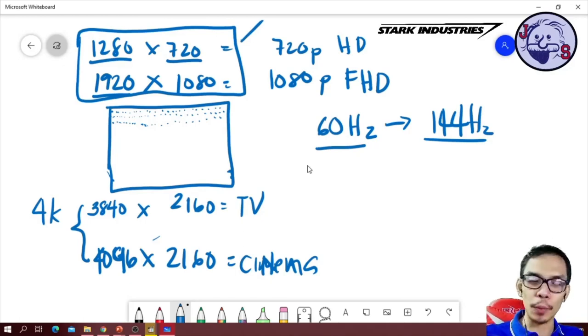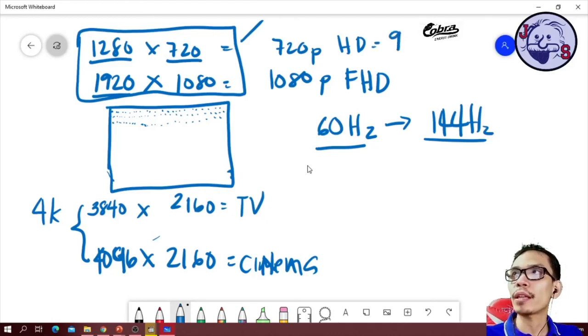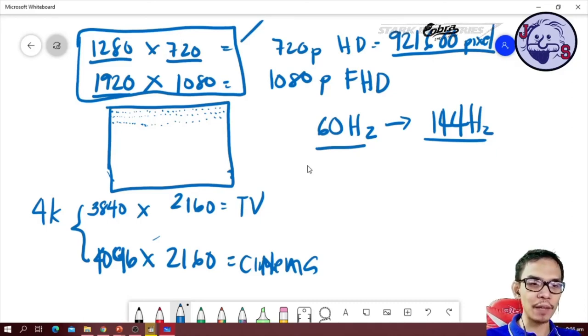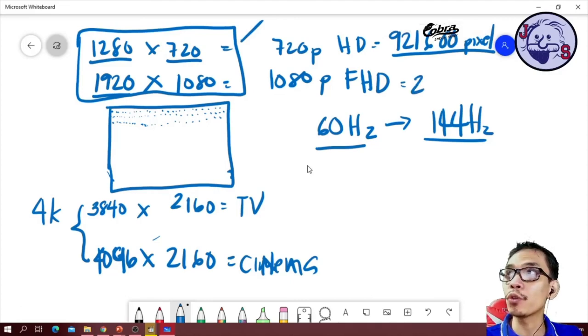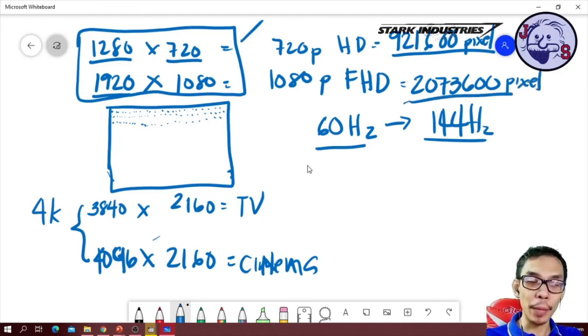So if we compute this one, for example, 1280 times 720, we get 921600 pixels. What does this mean? This is approximately 1 megapixel. Now, how about this one? 1920 times 1080. That is 2073600 pixels, or 2 megapixel. So this is where the 2 megapixel came from.